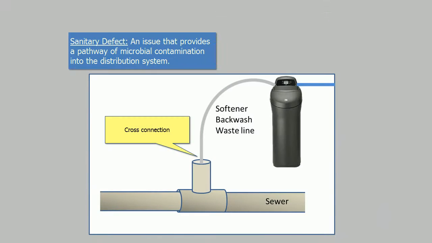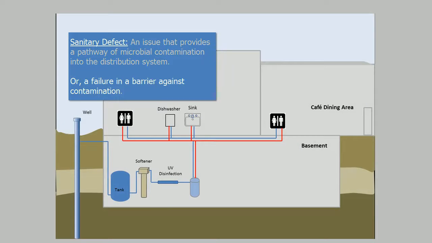A cross-connection is also a sanitary defect because it provides a pathway of contamination. Sanitary defects also include a failure in a barrier against contamination that is already in place. For example, disinfection treatment such as a UV light is a barrier to contamination. So, if your UV light is not operating properly, it is a sanitary defect. And also, one that you might not think of as a barrier is system pressure. System pressure prevents backflow and the entry of contaminants. Therefore, low or no pressure is a sanitary defect.